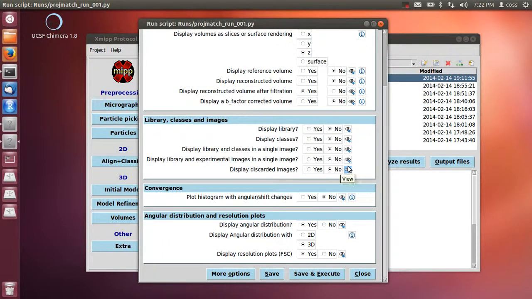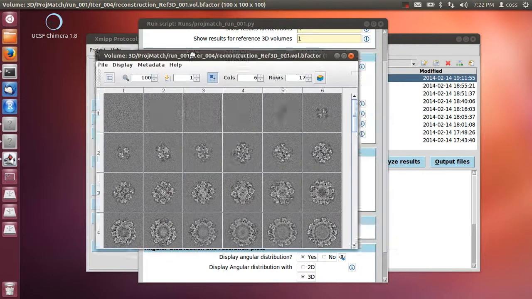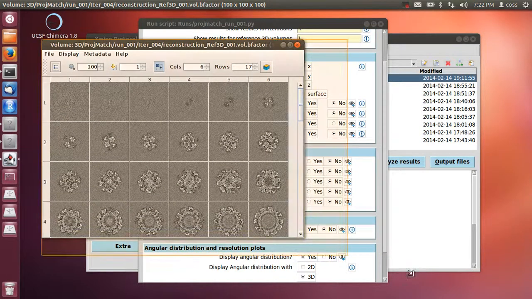You may see what are the discarded images. In case you are discarding images, you may see which ones you have been discarding, and there are a number of analyses that you may do here. For instance, you may also see a B-factor corrected volume. So once you have your reconstruction, you may correct it by boosting the high frequencies according to the linear plot.